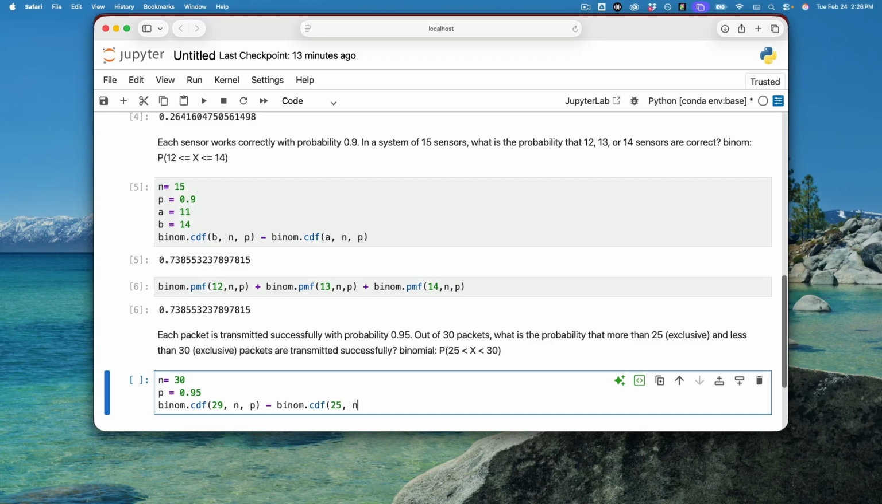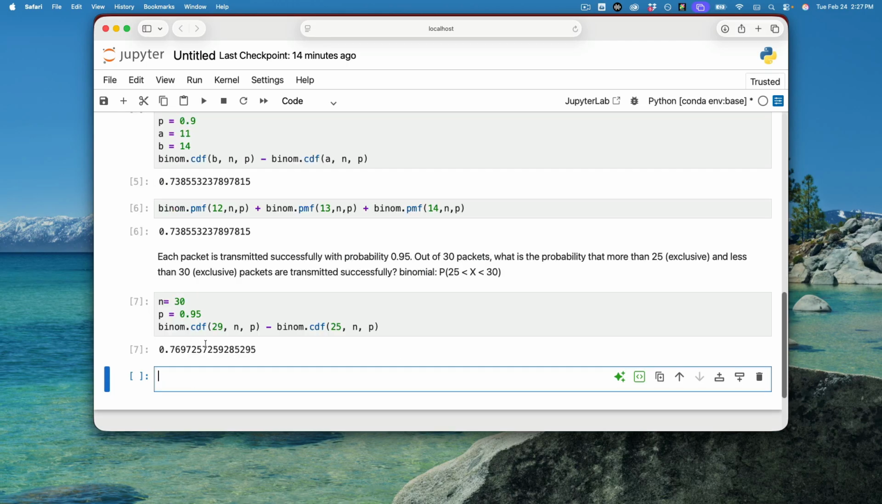So 25, n, p. If you were to draw these bar graphs, this would take out the area from 0 to bar 25. So we don't include the probability of 25 because it's exclusive, all the way to the probability of 29. We're including 29, but we're not including 30. Okay, so that's the open interval.